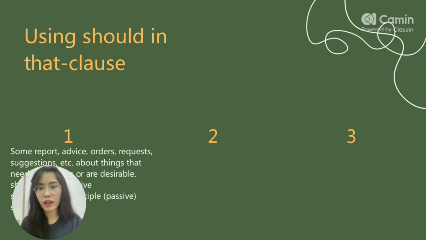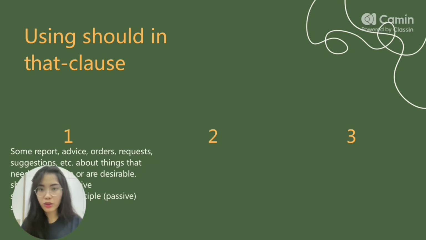Let's focus on how and when we use the verb should in that clause. There are several specific cases, the first expressing necessity or desirability. We often use should when giving advice, making recommendations, or talking about things that need to be done or are desirable. In this situation, we may use should plus be followed by an infinitive verb, or we could also use should plus be followed by an adjective.